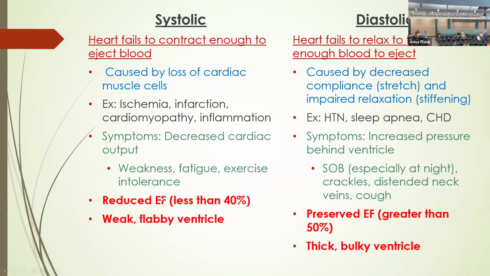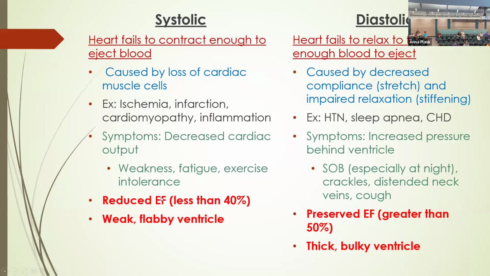Your EF is 40. You've got this flabby ventricle that won't squeeze, right? And we know our EF should be what? 50 to 70, right? So at 40, you're going to be symptomatic because your EF is below 50. Over on this side, it's caused by a stretching problem, right? A preload problem. Because this can't relax enough, it can't fill well.